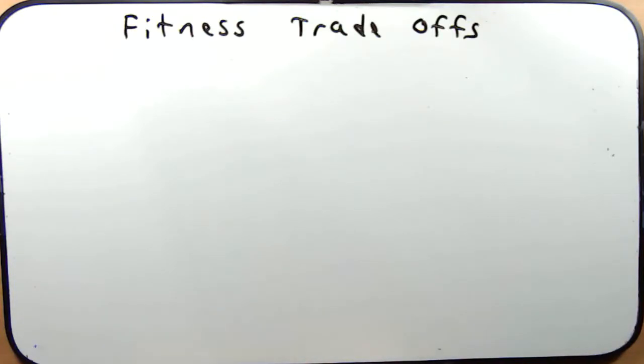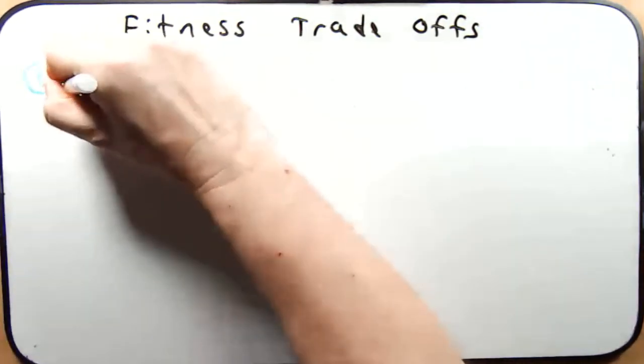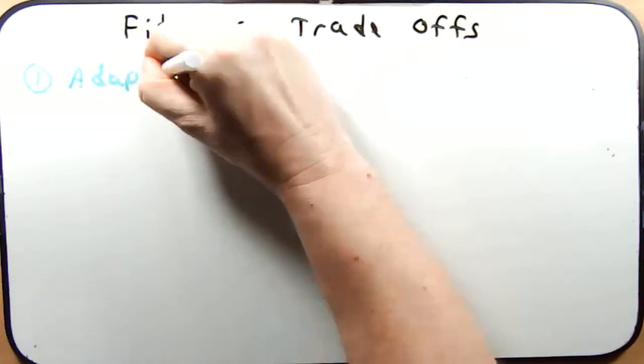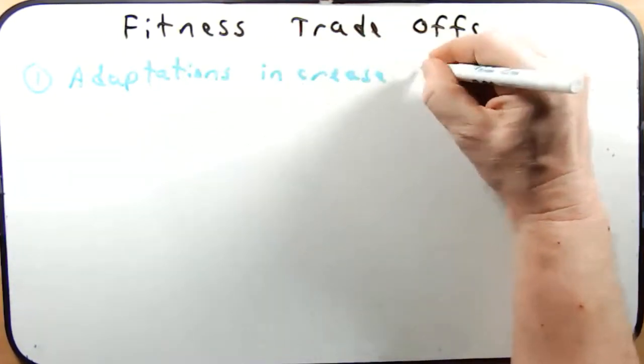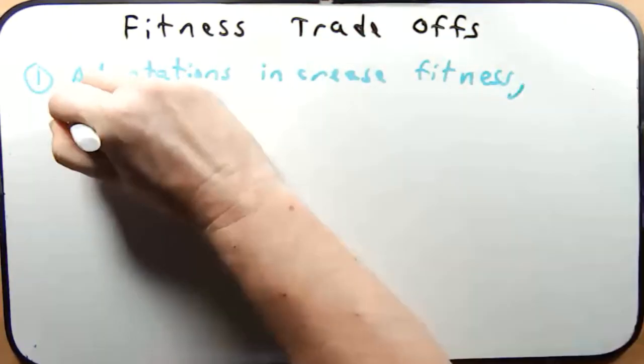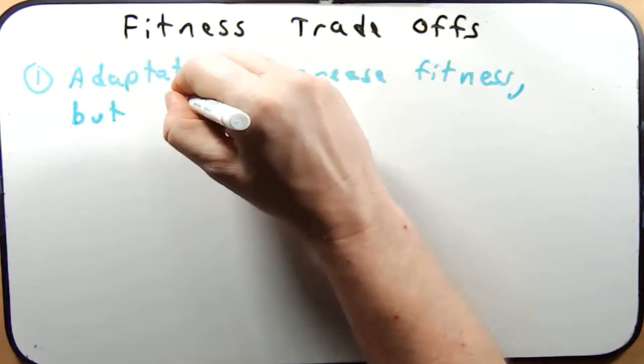So before we move on to those other mechanisms, I want to spend a little bit of time talking about fitness trade-offs that are associated with natural selection and adaptations. Before I define what a trade-off is and provide some examples, I want to remind you of two points. The first one is that adaptations increase fitness. But no adaptation is perfect.